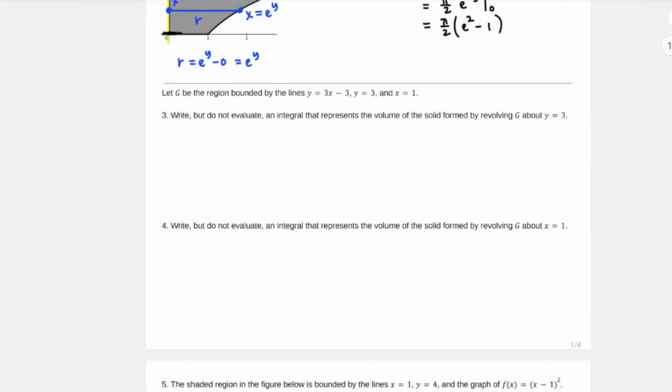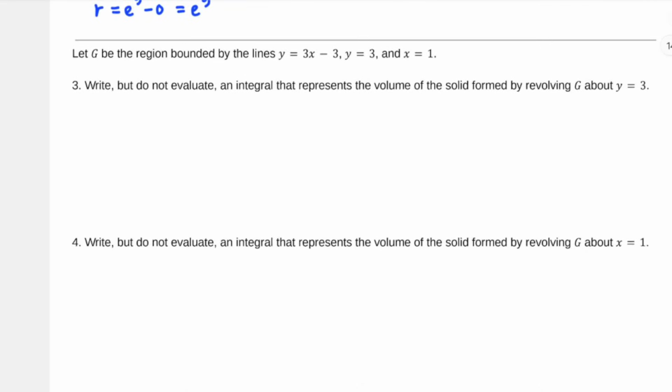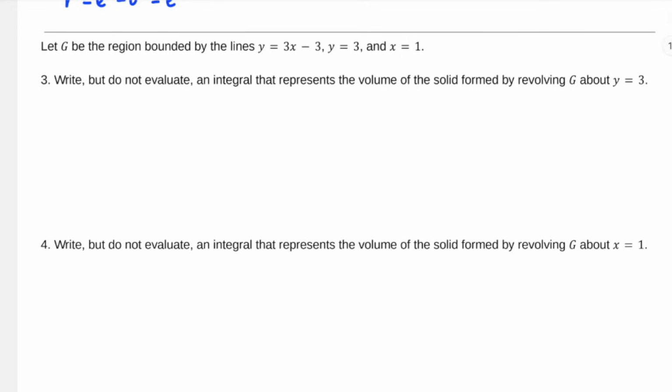This one does not come with a diagram, so we're going to need to draw one ourselves. All right, so G is going to be the region bounded by y equals 3x minus 3, y equals 3, and x equals 1. Okay, so 3x minus 3. Oh, I think I see how this is going to go.